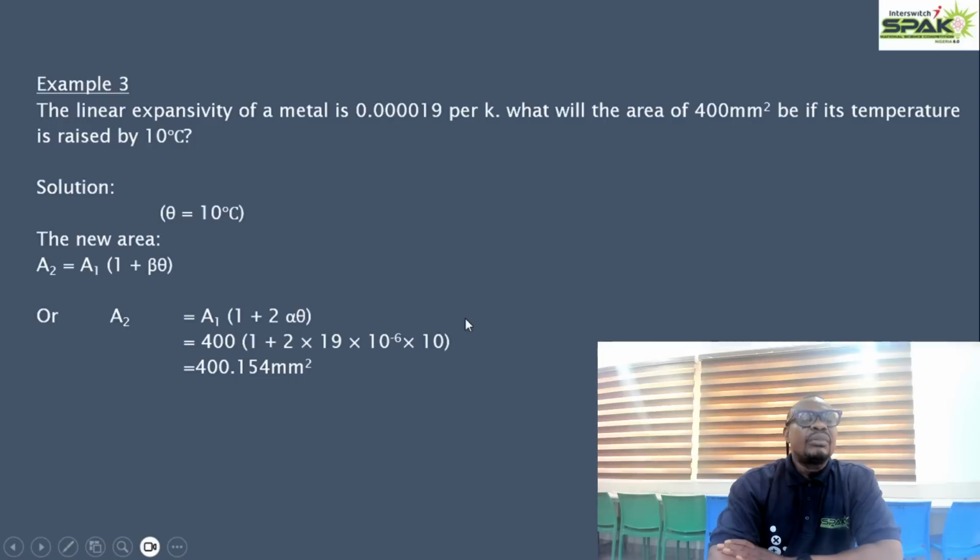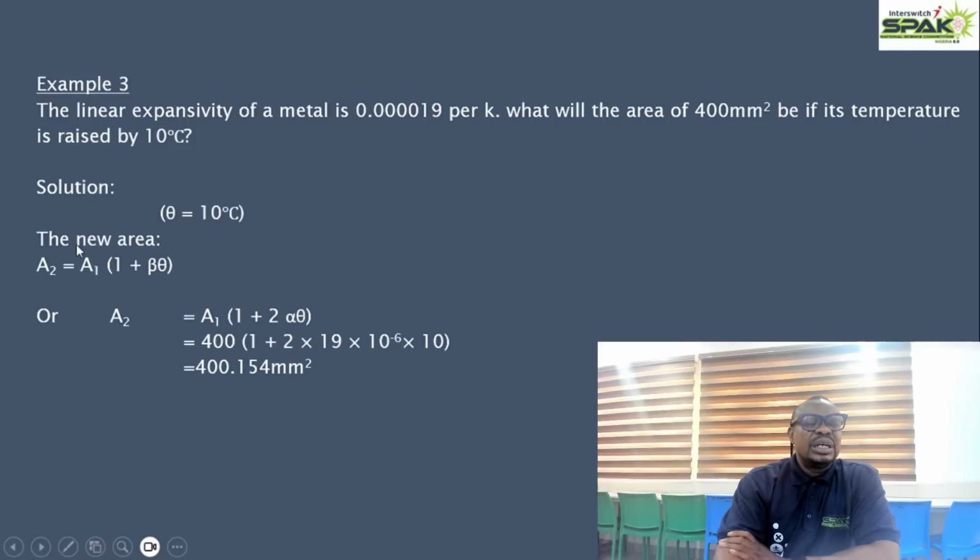So now an example. Here we have that the linear expansivity of the metal is 0.000019 per Kelvin. What will be the area of 400 millimeter square be if its temperature is raised by 10 degrees Celsius? Okay, so the temperature is given already, the change in temperature, which is 10 degrees Celsius.